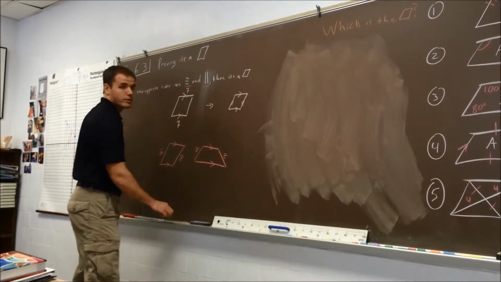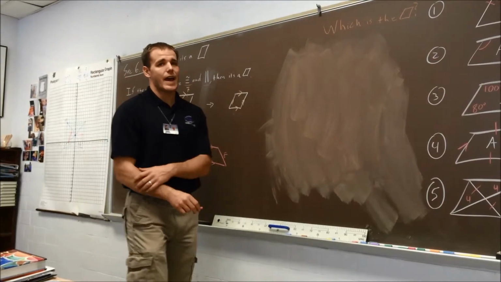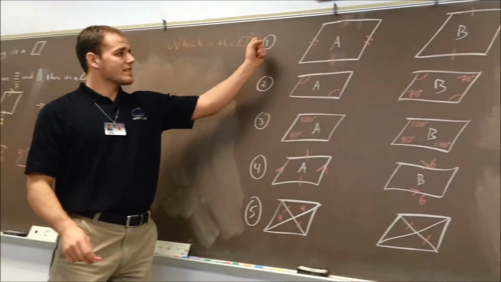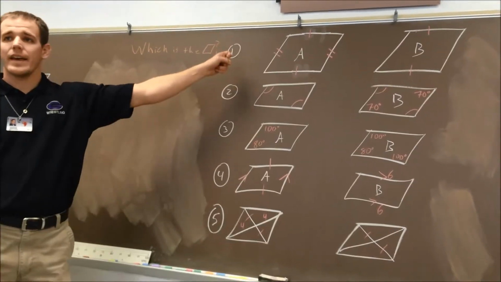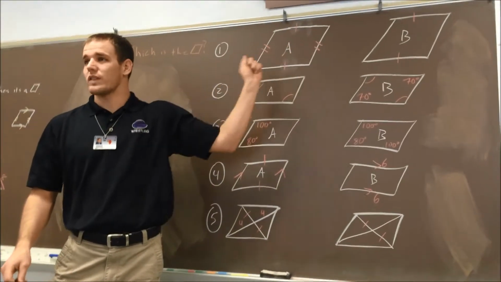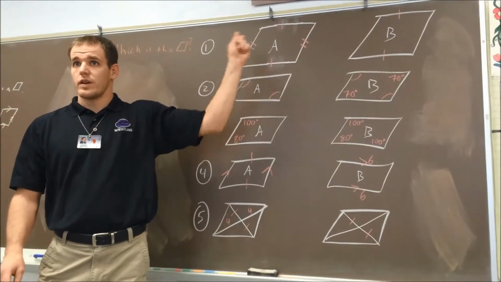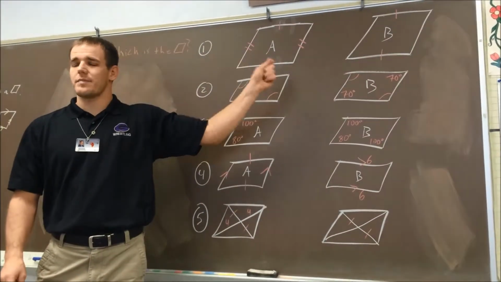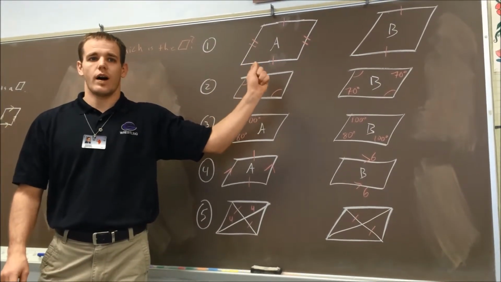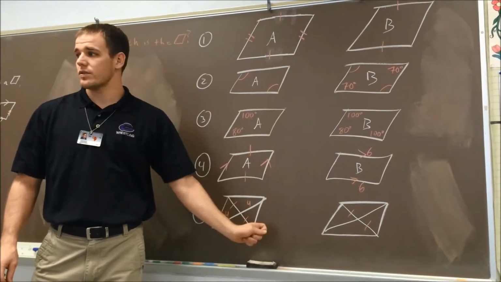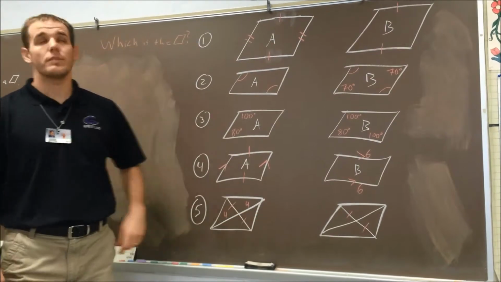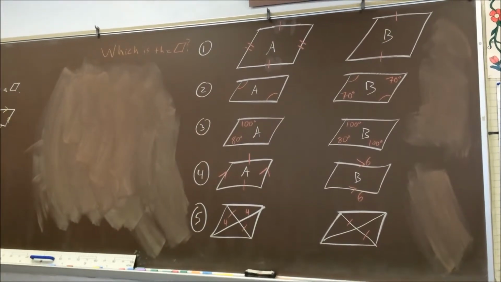What I want you to do now, take a minute and a half. Which of these is the parallelogram? Is it A or is it B? Only one of them is. Tell me which one's the parallelogram and be ready to explain why. Go through all 5 of these with your team. I'll give you 1 minute and a half. Go.